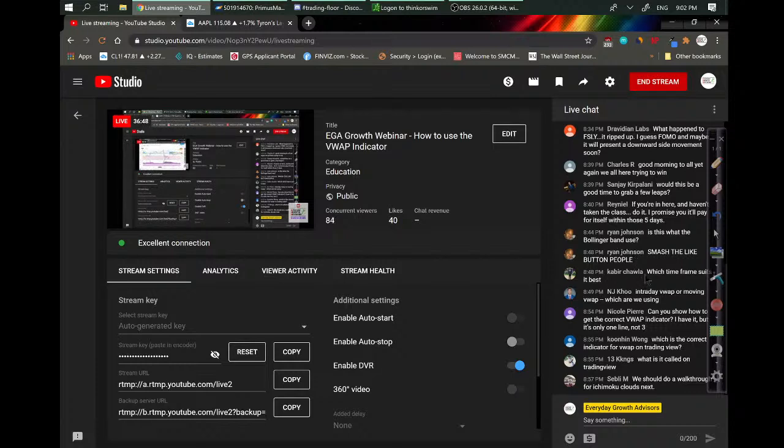We should do a walkthrough for Ichimoku clouds. So I used to use Ichimoku clouds, but I only used it when I was Forex trading. And personally, I think it works best for Forex trading, but not stock trading. That's my view on Ichimoku.